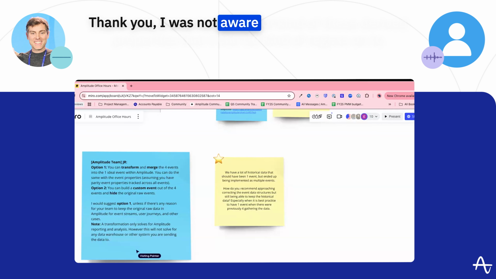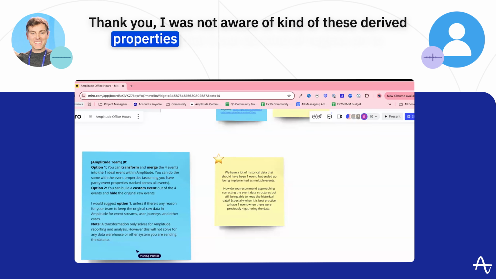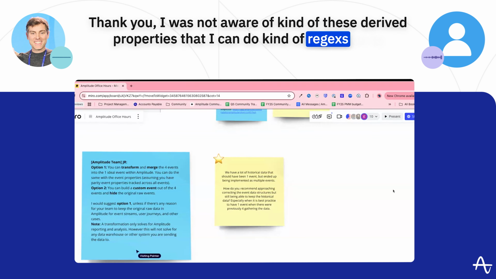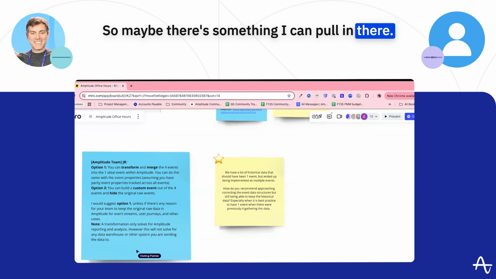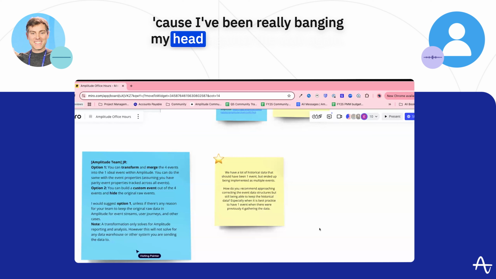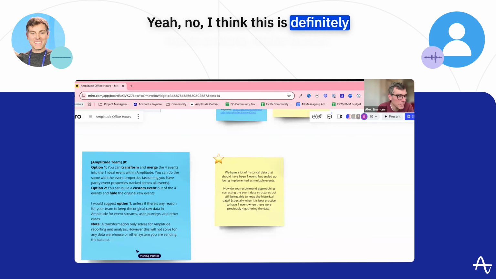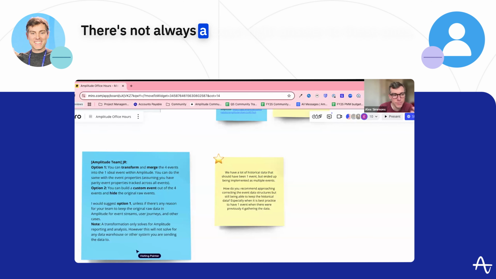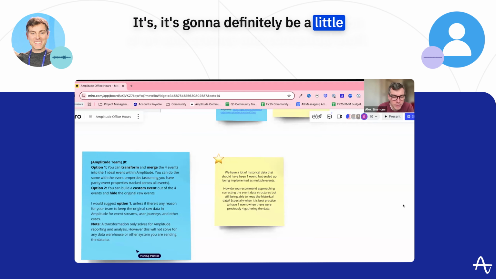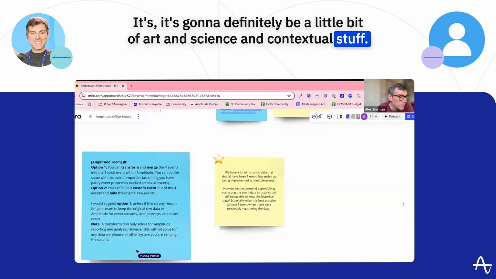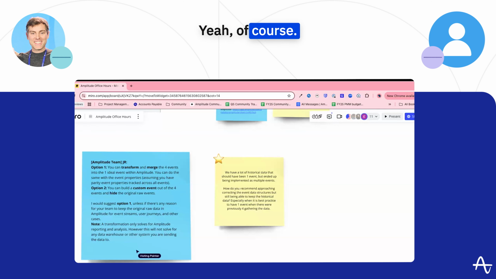Thank you. I was not aware of these derived properties that I can use regex on to figure stuff out. So maybe there's something I can pull in there, because I've been really banging my head against the wall. Yeah, there's not always an exact right answer to these ones. It's going to definitely be a little bit of art and science and contextual stuff on the side. Thank you very much. Yeah, of course.